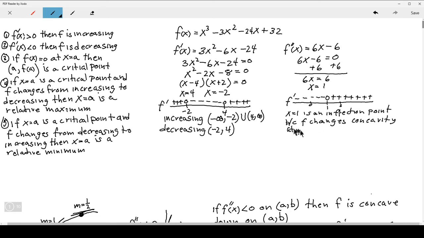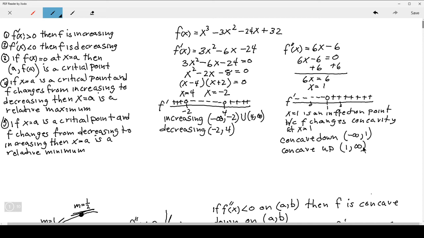At x equals 1. All right, so if I'm going to do like I did over here for increasing and decreasing, the function is concave down on this side, right? So it's concave down from negative infinity up to 1, and it's concave up from 1 to positive infinity. All right, so now I have some information about the function.